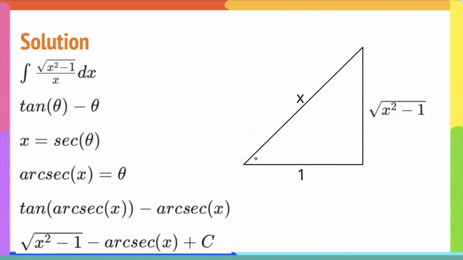And tangent of this angle right over here, it's opposite over adjacent, which is square root of x squared minus 1. All right, and then this theta right over here just becomes arc secant of x. And our final answer is the square root of x squared minus 1 minus arc secant of x plus c.